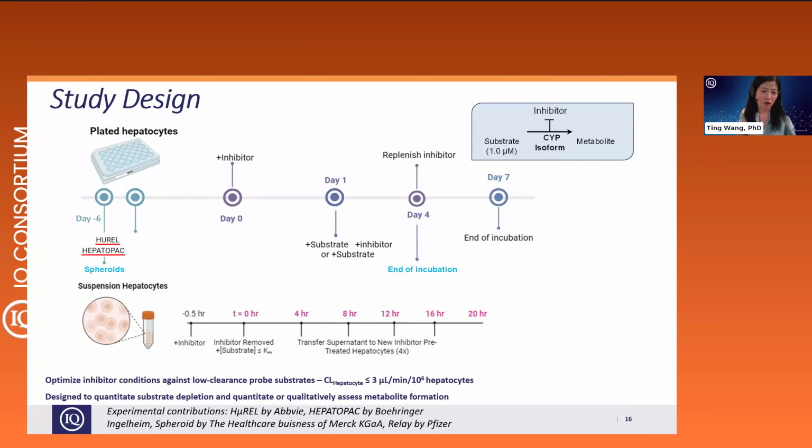So to prepare the system, for all three systems the hepatocytes need to be plated at least 6 days prior to the initiation of the assay. On day 0, for all three systems, we incubate the inhibitors with the hepatocytes for 24 hours. After 24 hours, all the cell medium with inhibitor was taken out and replenished with either substrate or substrate with inhibitor. From here, every 24 hours, we take time points until the end of the incubation.